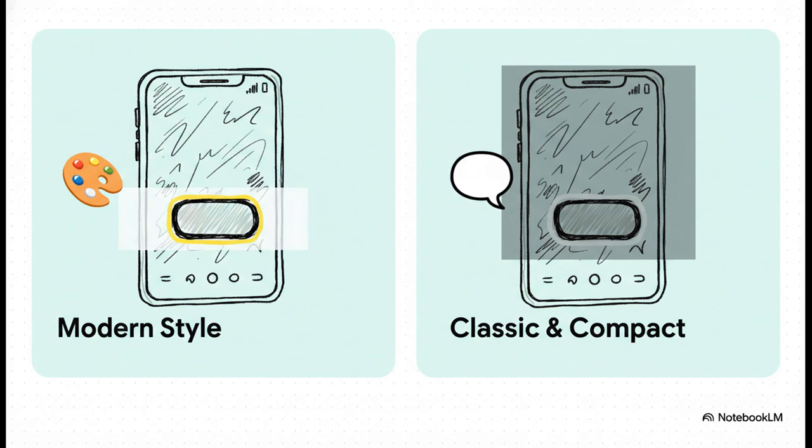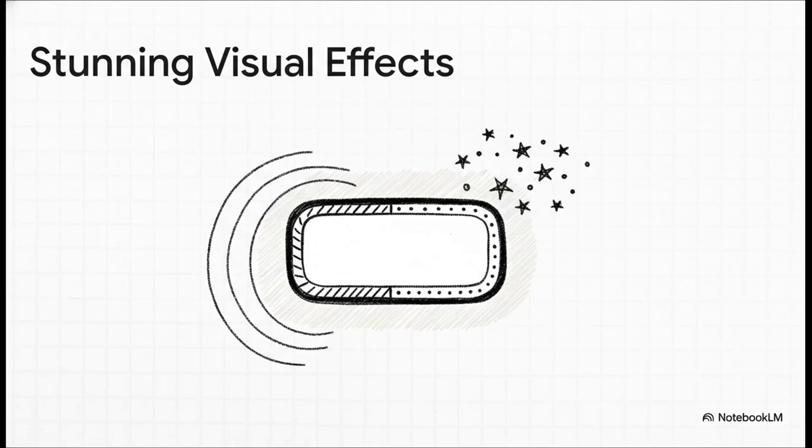Right out of the box, you get 3 totally distinct visual styles. The default is modern, which has this super sleek gradient effect. But you've also got classic and compact, if you're going for that more familiar speech bubble tooltip look. The best part? You can pick a style that perfectly fits your app's design, with just a single line of code.